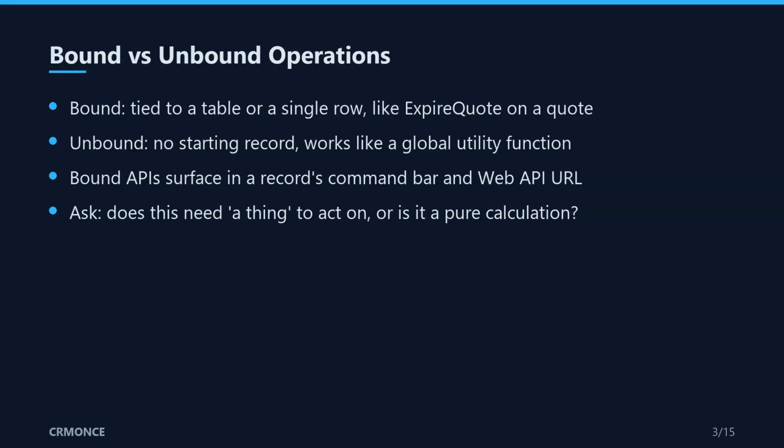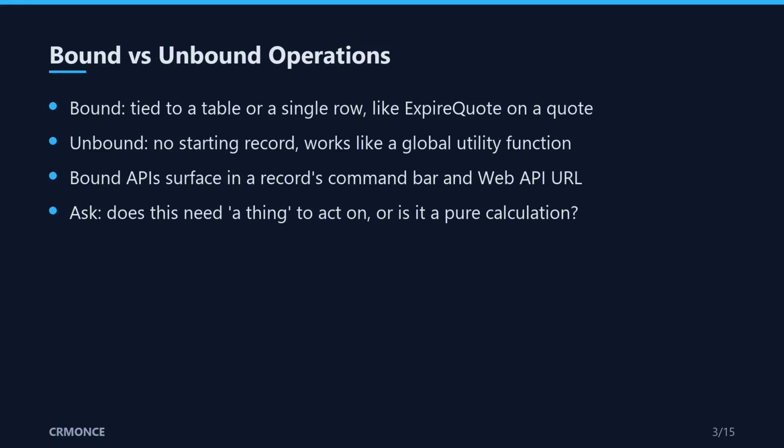Next concept: bound versus unbound. A bound custom API is attached to a specific table or even one specific row, kind of like a button that only appears on an invoice because it only makes sense in the context of that invoice. For example, ExpireQuote only makes sense when you already have a quote.